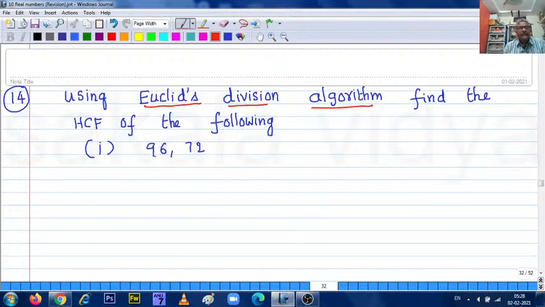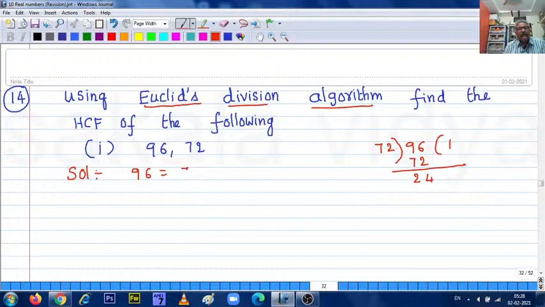First, just check 96 and 72. 96 is the larger number than 72. So first 96 is divided by 72. 72 2s, it will be more. 72 1s are 72. Subtracting, 24 you will be getting. So solution, first we can write like this. 96 equals 72 multiplied by 1, add 24. You get the same 96 only. 72 plus 24 is 96. Say equation 1.